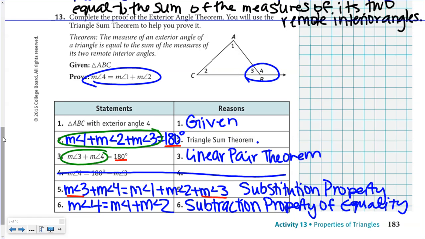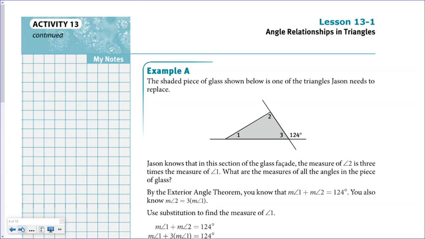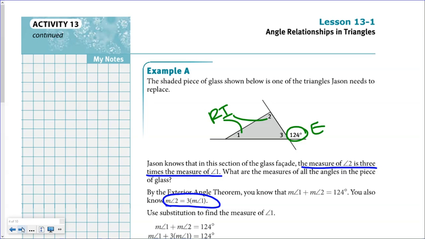So now let's look at an example of actually using the exterior angle theorem. So they give us a figure and they tell us the measure of angle 2 is 3 times the measure of angle 1. So that means that we can write this equation. Measure of angle 2 equals 3 times the measure of angle 1. We also know from the figure that the angle measure of 124 is an exterior angle, and angle 1 and angle 2 are remote interior angles. So the measure of angle 1 plus the measure of angle 2 would have to equal 124 degrees.